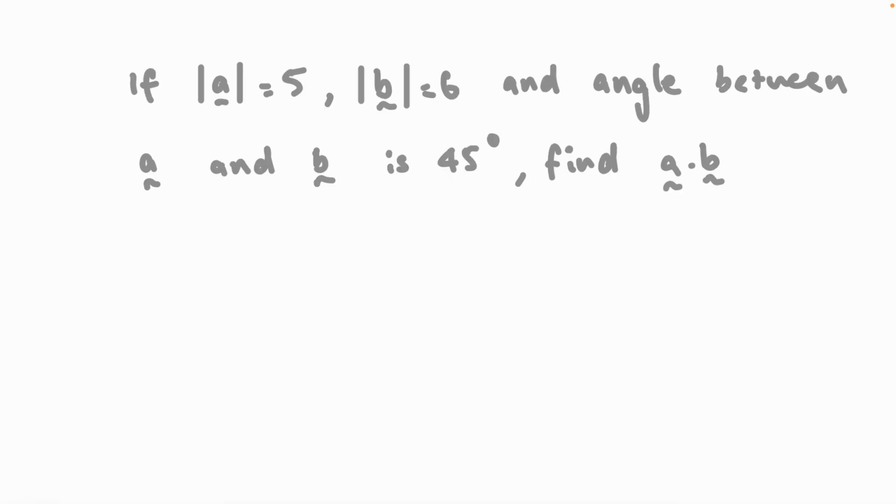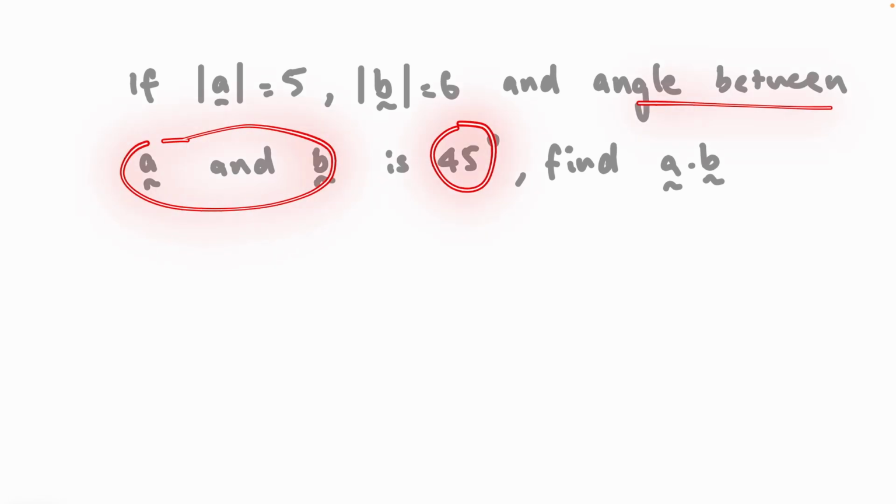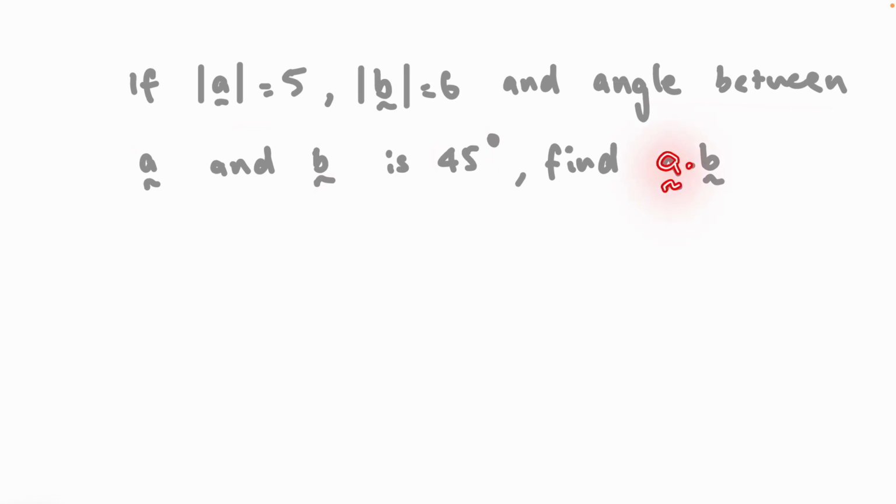Okay, this is our next question here. If the magnitude of A is equal to 5 and the magnitude of vector B is equal to 6, and we are told the angle between these two vectors is 45 degrees, we need to work out the dot product between A and B. So if you recall, I did teach you a formula which was the following.